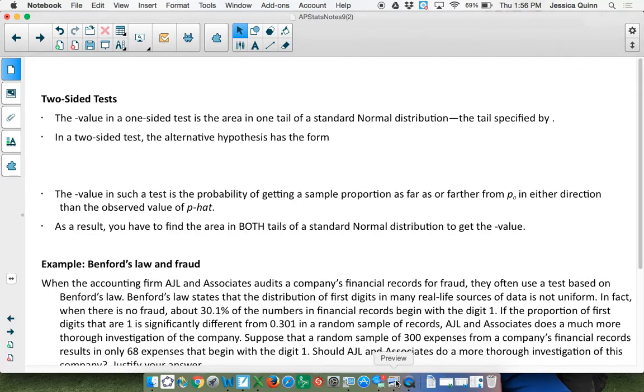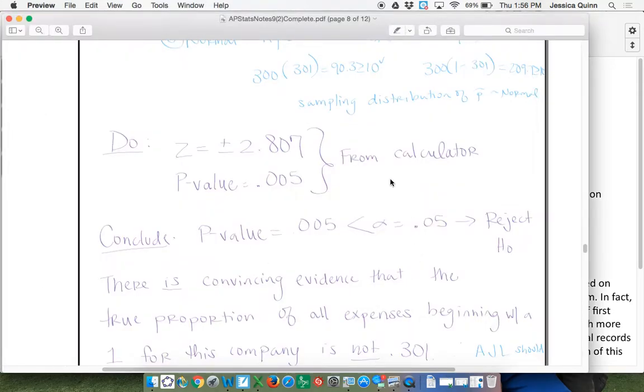Oh my goodness. Here we go. So when you write on your paper, you want to make sure, because it's a two-sided test, you say that z is positive and negative 2.807, and your p-value is 0.005. So that's just from the calculator.